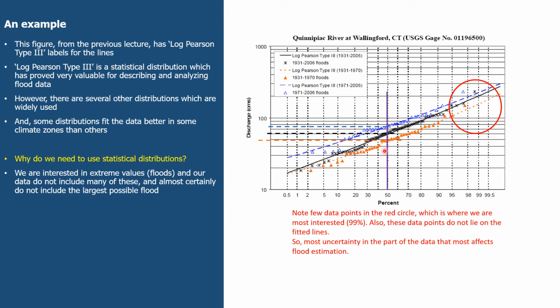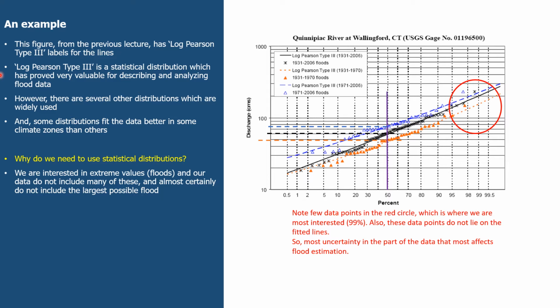Here's another example, and you've seen this example in the last lecture as well. This is annual maximum data from this site in the United States, and you can see that the 3 lines on here are labelled as log Pearson type 3, the blue one for the very recent data, the black for all data, and the orange for the slightly older data. Log Pearson type 3 is a statistical distribution, as we've said, which has proved very valuable for describing and analysing flood data.